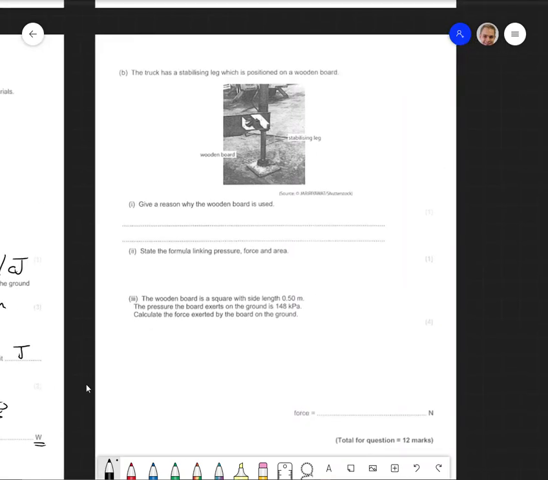And then finally, we have a stabilizing leg positioned on the wooden board. Why is the wooden board used? Simple thing, it is going to reduce pressure, or you can say prevent sinking. So it prevents this thing sinking. State the formula linking pressure, force, and area. Pressure is equal to force divided by area. If you were going through and spotting things, if you just multiply these things together, this is where it would go wrong.